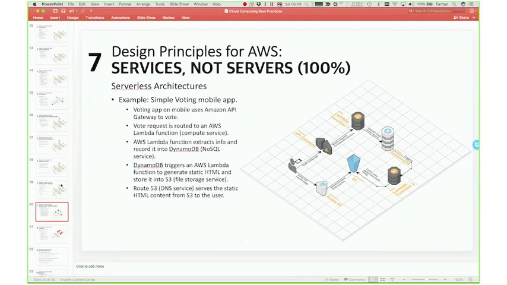Whenever a user votes, it goes to an API gateway. From there, it is routed to a Lambda function. From the Lambda function, the write gets executed into a DynamoDB. The HTML page for that mobile application is served from an S3 bucket, and the high availability is maintained by Route 53.